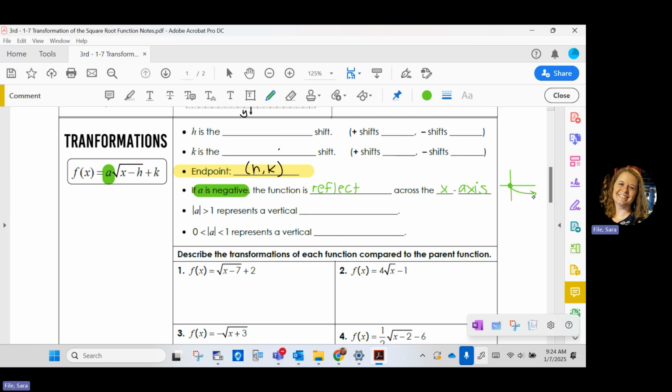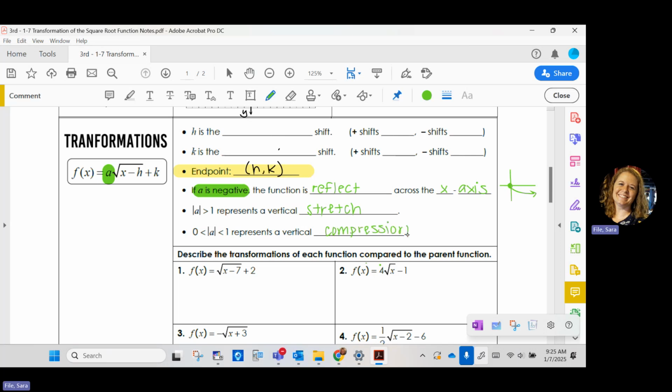Okay, so if there's a negative, that's what happens. Now, what if it's some number other than 1? If it's greater than 1 or if it's less than 1, that tells us whether it is a vertical stretch, if it's greater than 1, or a vertical compression, if it's less than 1.